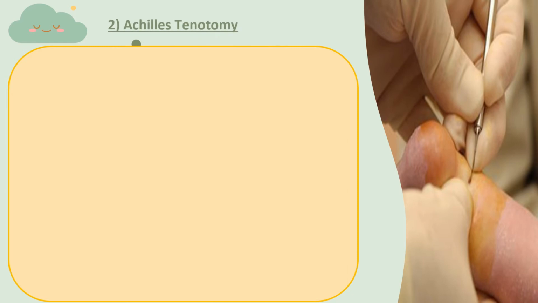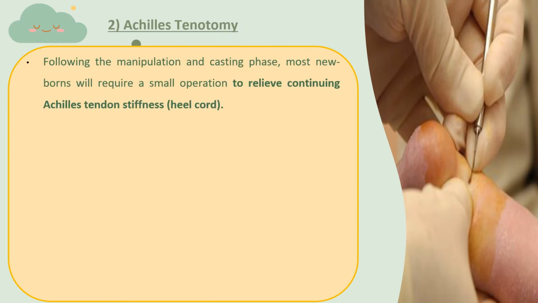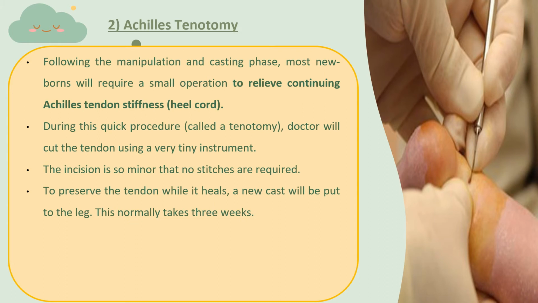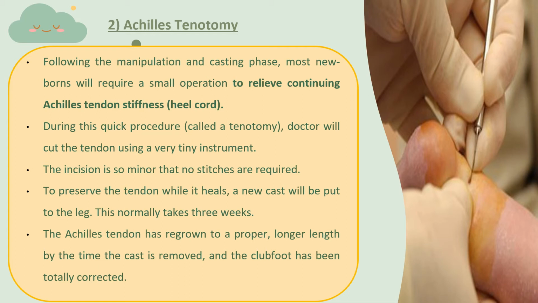For the Achilles tenotomy, 90% of babies will require a minor procedure to release continued tightness in the Achilles tendon. During this quick procedure called a tenotomy, the doctor will use a very thin instrument to cut the tendon. The cut is very small and does not require stitches. A new cast will be applied to the leg to protect the tendon at its heel. This usually takes about 3 weeks. By the time the cast is removed, the Achilles tendon has regrown to a proper longer length and the clubfoot has been fully corrected.